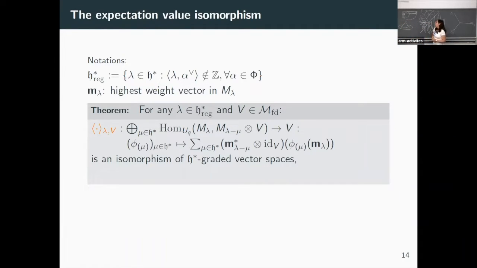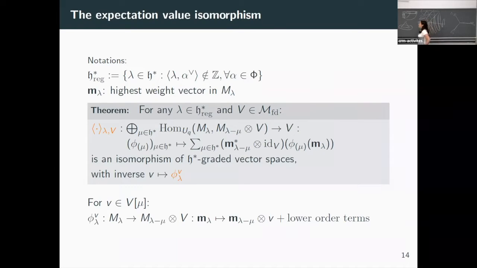And so it's not an isomorphism of quantum group modules, because on the space of intertwiners one cannot impose a quantum group action. But both spaces are still vector spaces graded by the dual of our Cartan, and in this sense they are really isomorphisms. One can take, of course, the inverse of this isomorphism. This will be the map which maps the vector V to what we call phi lambda V. This will be an example of a one-point quantum vertex operator.